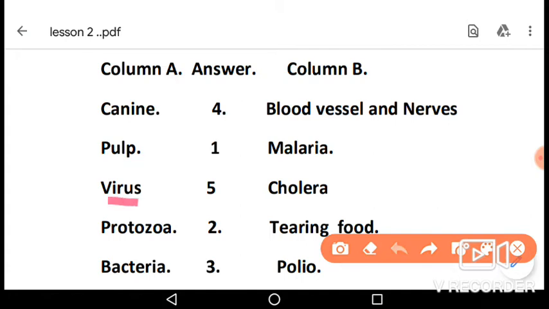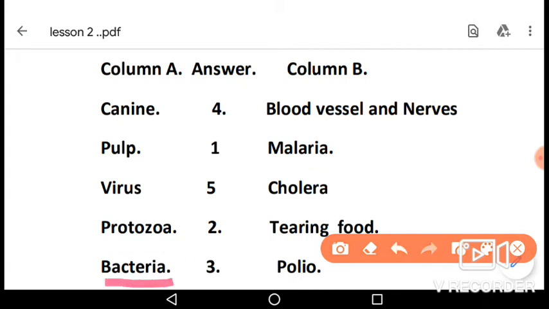Now next word is virus. Virus is again a harmful microbe which causes diseases such as common cold and polio. So here the answer is polio. Polio is one kind of disease, and virus is one kind of harmful microbe. Next is protozoa, which is again a harmful microbe, and it causes diseases such as food poisoning and malaria. So here malaria is the name of the disease and protozoa is the harmful microbe.